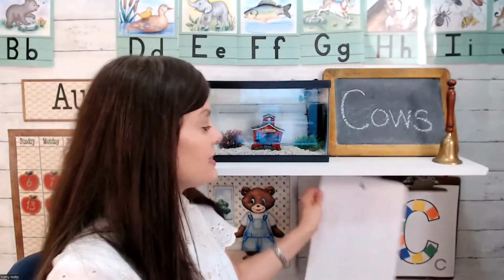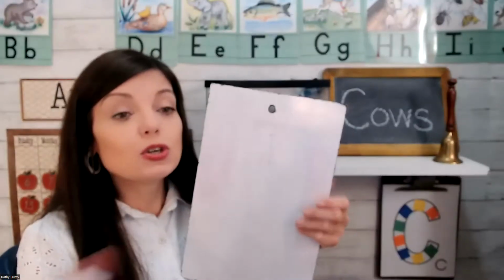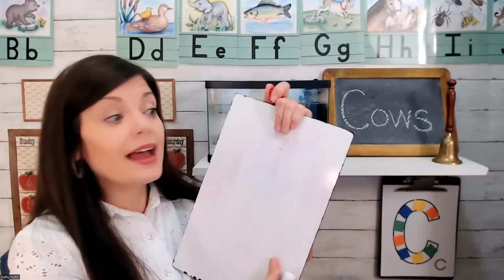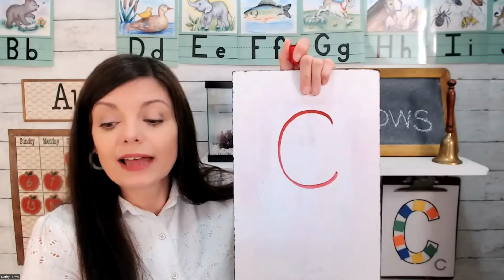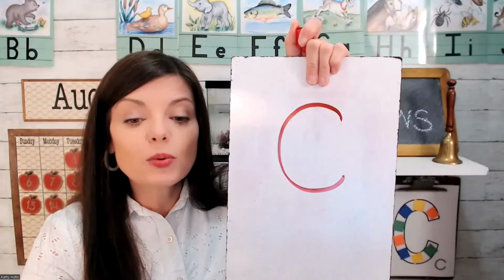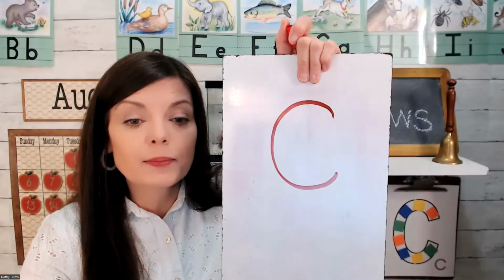To make a letter C, all you have to do is curve around. Just curve around like that. Let me show you what letter C looks like on handwriting paper. And parents, you can get a copy of this handwriting paper at my website. The link is below.